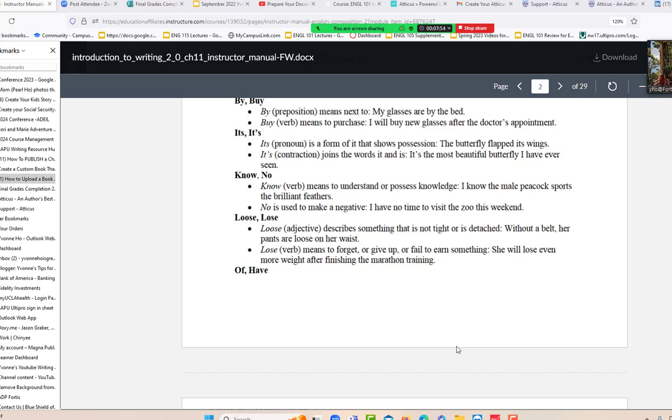Know means to understand or possess knowledge. I know the male peacock sports brilliant feathers. No is used to make a negative. I have no time to visit the zoo this weekend. Loose describes something that is not tight or detached. Without a belt, her pants are loose on her waist. Lose means to forget or give up or fail to earn something. She will lose even more weight after finishing the marathon training.